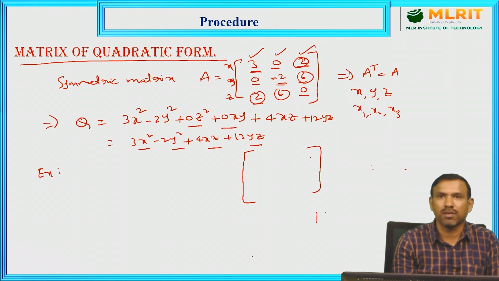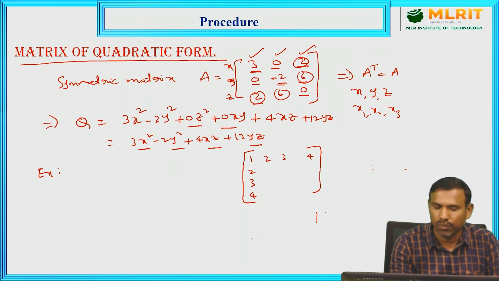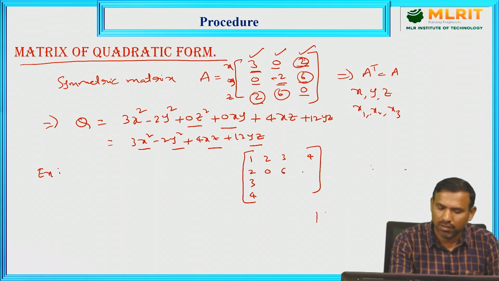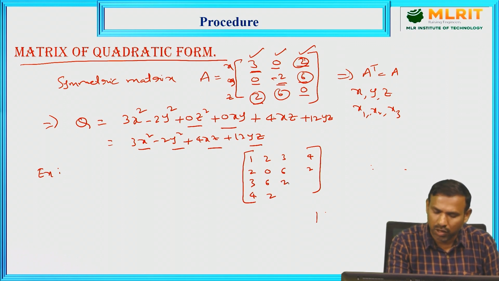Symmetric matrix, suppose 1, 2, 3, 4. 1, 2, 3, 4, right. Diagonal elements can be anything you can take, 0 I am taking. Next 6, 2, here also 6, 2, so that you will get a symmetric matrix. Here diagonal element anything you can take, 2, and here minus 4, here minus 4, and here 8.